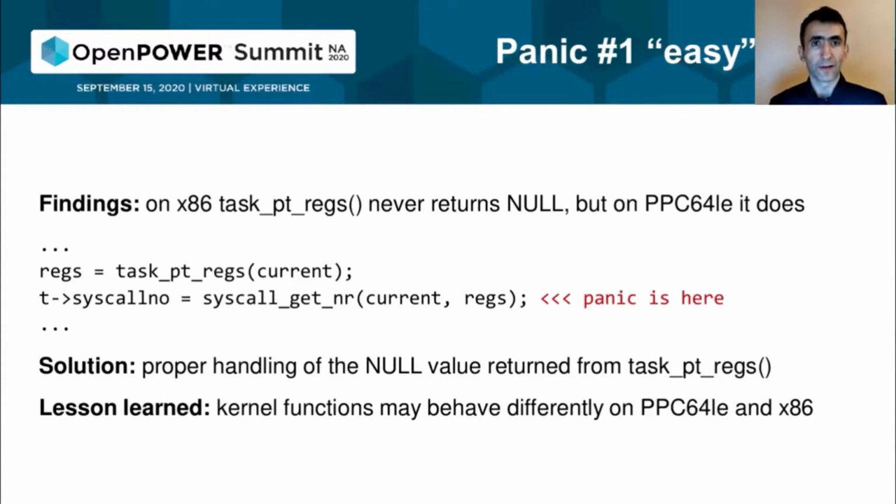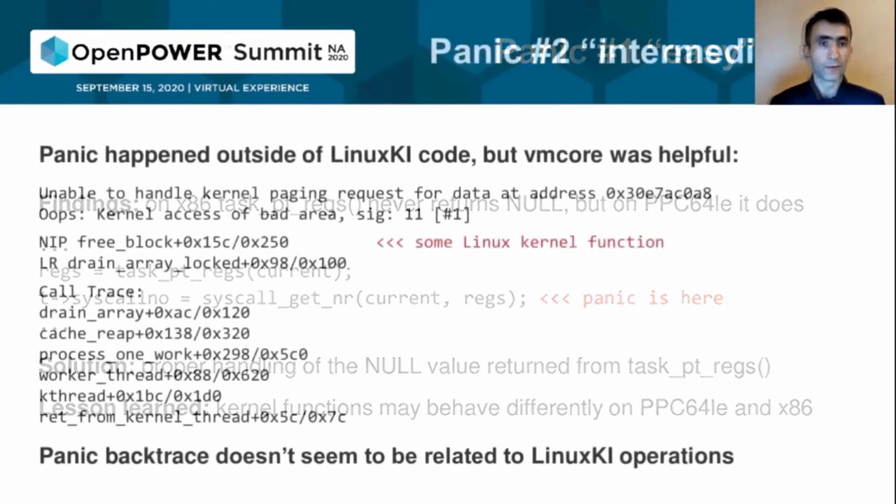We try to fill the structure from the task_pt_regs kernel function. Somehow, on x86, this kernel function always returns something valuable. For PowerPC, it may return nothing, and we get a panic. I don't know why it happens, but it works like this. The solution is quite easy: we just need to handle that the return value may be nothing. What I've learned from here is that the same kernel functions may behave differently on PowerPC and other platforms.